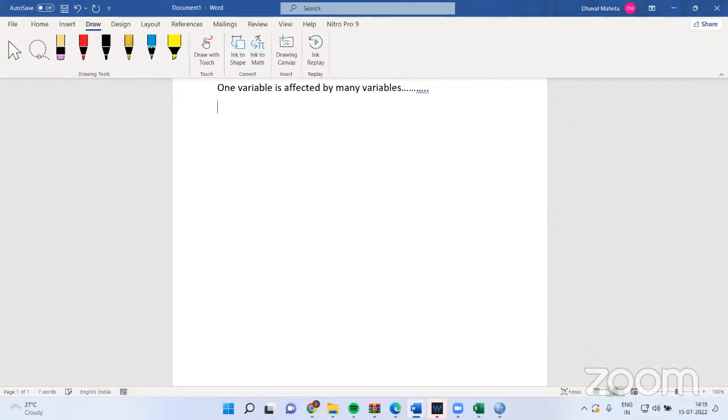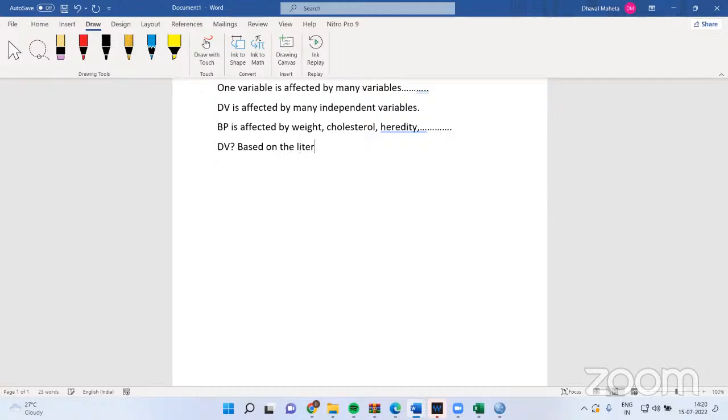So in such a scenario, the relation is that one variable, the dependent variable, the DV, is affected by many independent variables. It means that my blood pressure is affected by weight, cholesterol, hereditary, and a range of factors. So I have to specify what my DV is here based on the literature review.